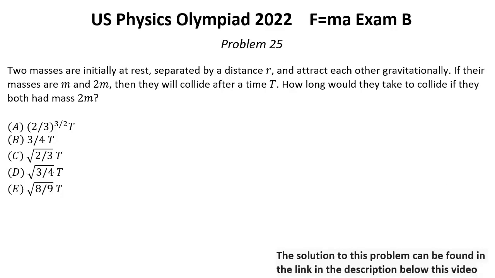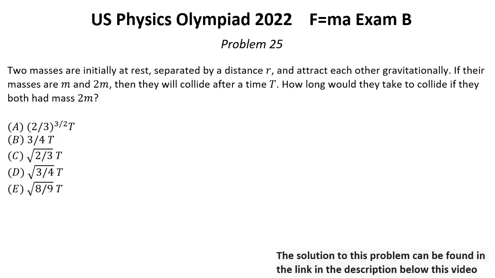Problem number 25. Two masses are initially at rest, separated by a distance r, and attract each other gravitationally. If their masses are m and 2m, then they will collide after time t. How long would they take to collide if they both had masses 2m? Solution for problem number 25.